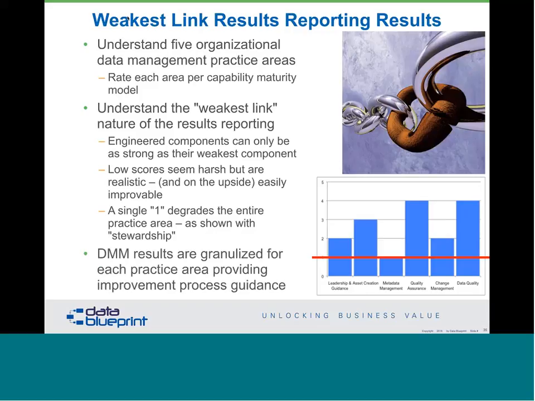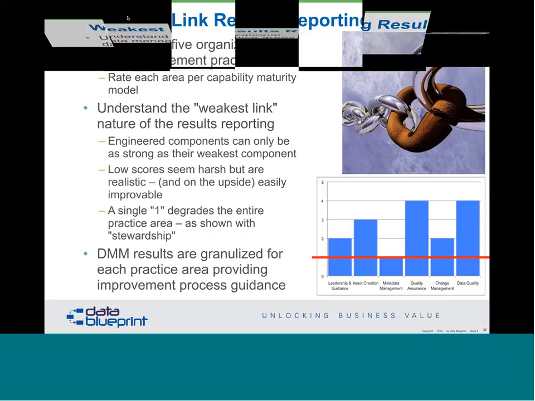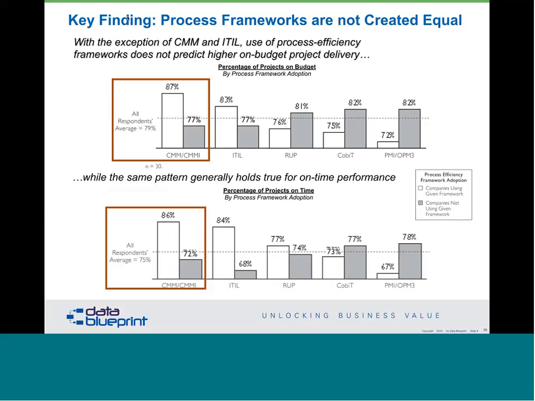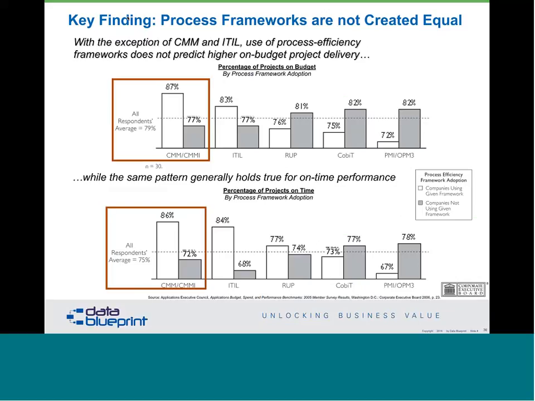This ability to granularize these pieces gives us improved guidance on each of the processes. And our scheme for rating them is actually very, very scientific, with the exception of CMM and ITIL in this case. Process improvement frameworks, RUP, COBIT, PMI, actually show a decrease in on-budget and on-time project performance. And of course, CMMI gives us the best improvements on budget and on time in order to do this.